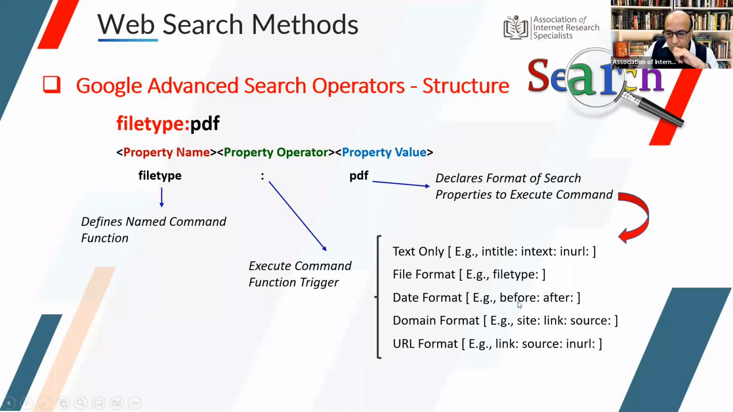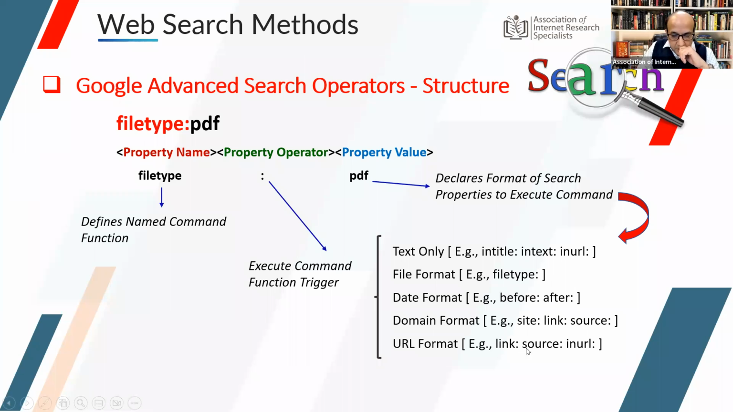Date formats, there is a specific way in which you're going to put month, year, and a day. So, what could be the convention that would recognize it or make the before and after work? That part we have to be very clear about and understand the format in which that date has to be put in. Domain format, the site colon, for instance, link colon, source colon, they all use domain names. We have to have a domain name there.